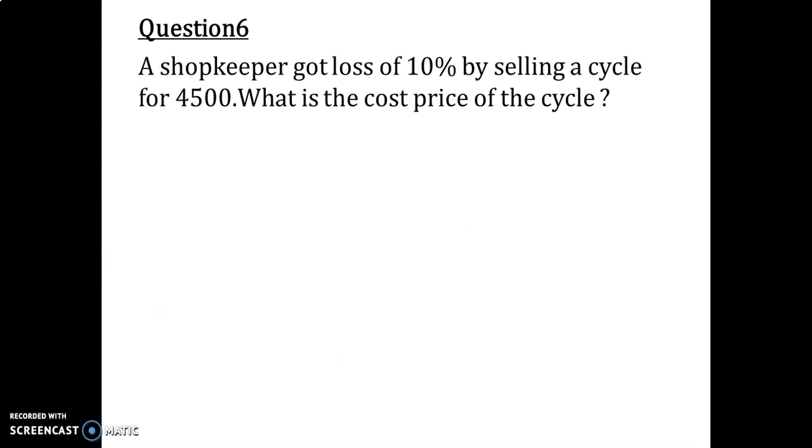So we have another question here. A shopkeeper got a loss of 10%. Here the question itself tells us that 10% is the loss from the transaction by selling a cycle for 4500. What is the cost price of the cycle? So here we have the selling price and the loss percentage. We need to find the cost price.